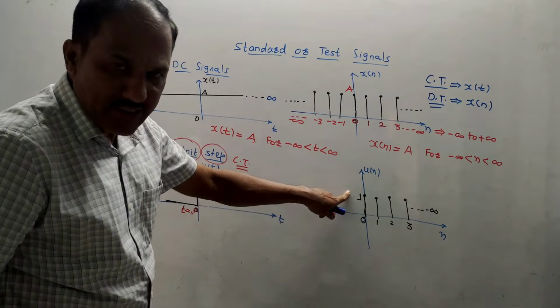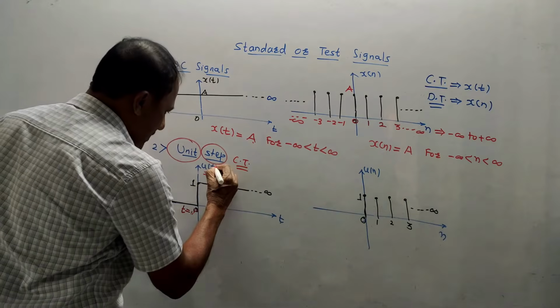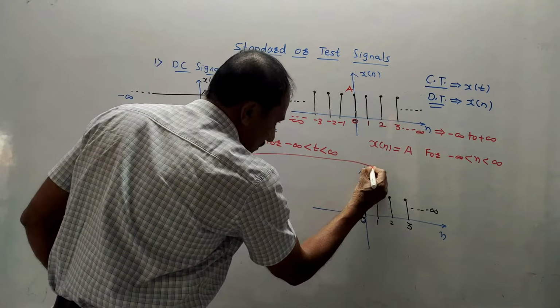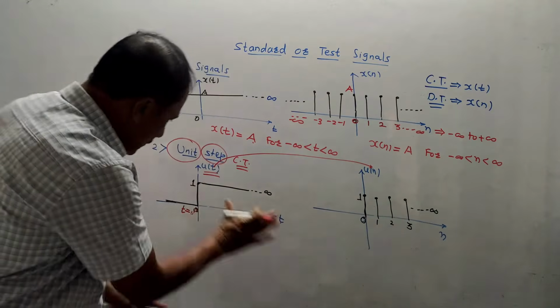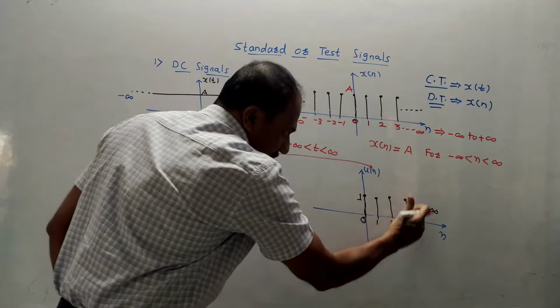Same logic is there for a discrete signal, only the notation is changed. In place of t I have written n, so u of n, and this is the discrete signal. So the same diagram I have drawn in terms of pulses.